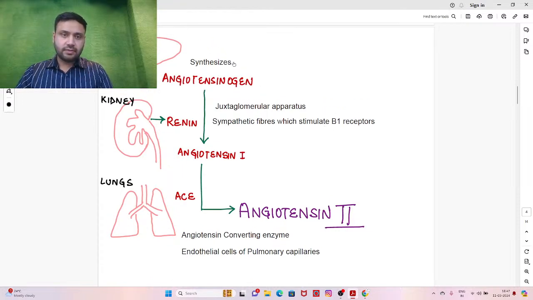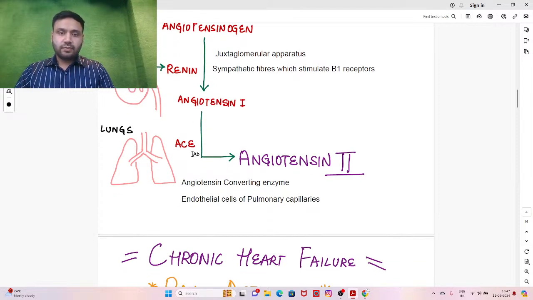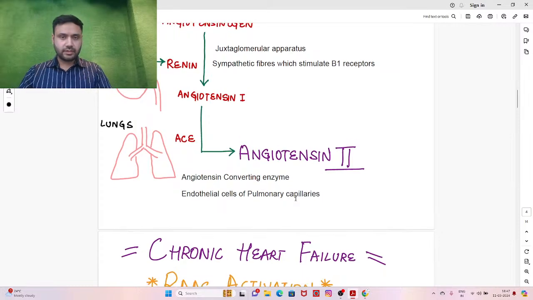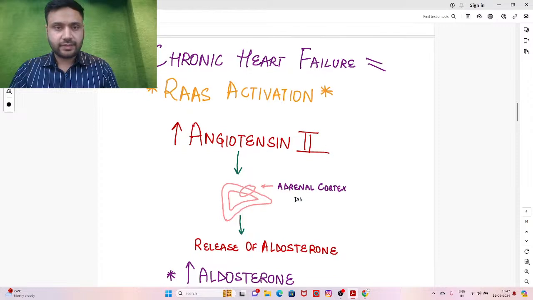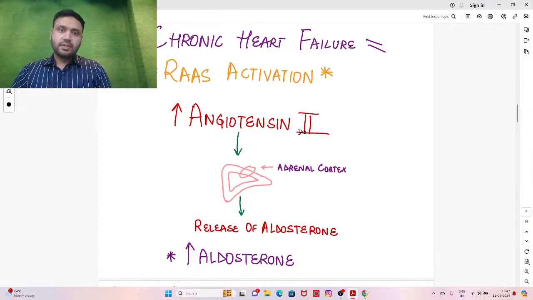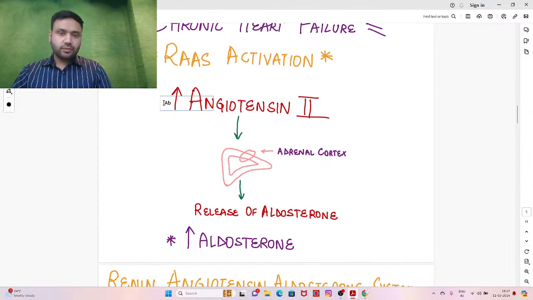So let's recap this. Angiotensinogen synthesized in the liver is converted to angiotensin 1 by renin, released by kidneys via the juxtaglomerular apparatus, which is then converted to angiotensin 2 by angiotensin converting enzyme synthesized in the endothelial cells of pulmonary capillaries. Right? I hope everyone got this. Let's move on to the next slide. So, angiotensin 2, now it has to activate the aldosterone also, right?